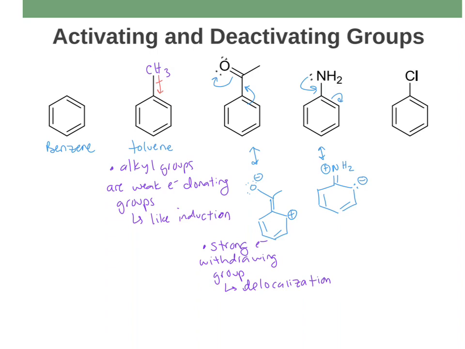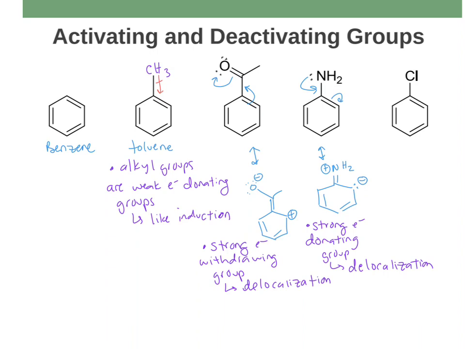I just wanted to show you how this nitrogen, because it has lone pairs on it, can donate electrons into the ring here. And so that means it's also going to be an electron donor, like our methyl group over here, but it's donating electrons in through delocalization, right? It's using resonance. You're going to have to draw resonance contributors. So this would be an example of a strong electron donating group. And again, because of delocalization.